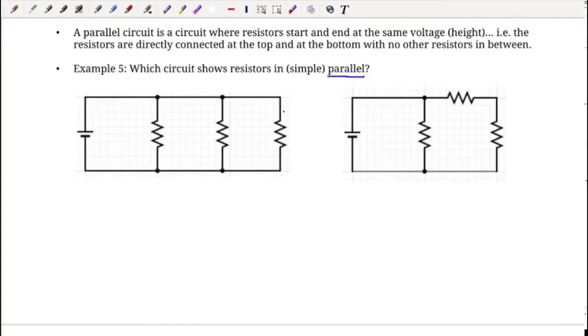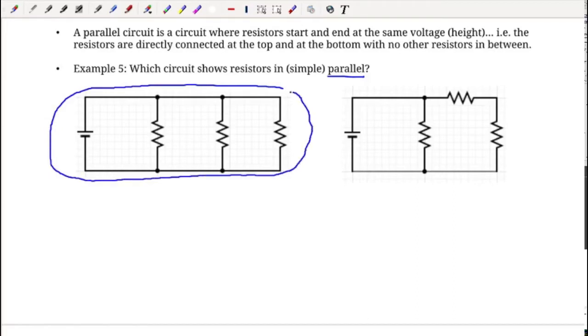So we know that whatever loop we take, we have to use up the same amount of voltage. So we have a simple parallel circuit when each of our resistors will use up the same amount of voltage. In other words, our charge has a choice of going down this path, or down this path in order to make it back to the battery. So what I'm looking at here would be a simple parallel circuit.